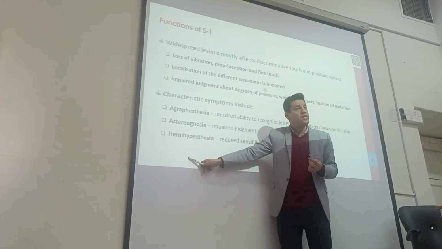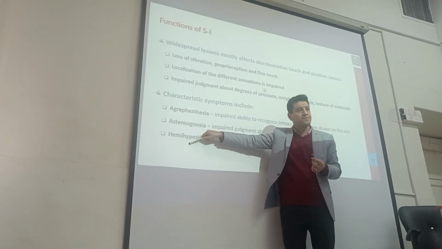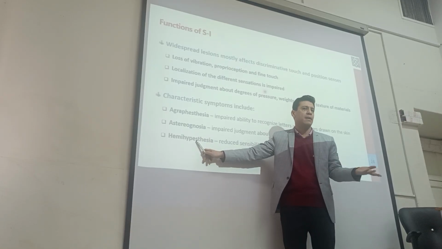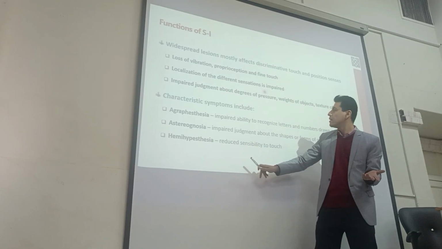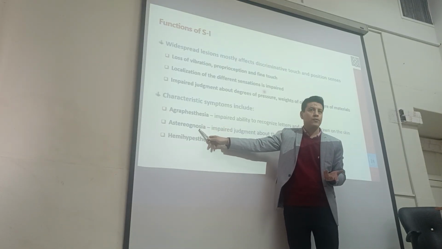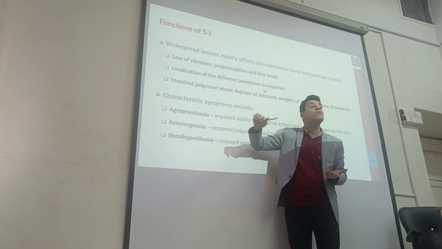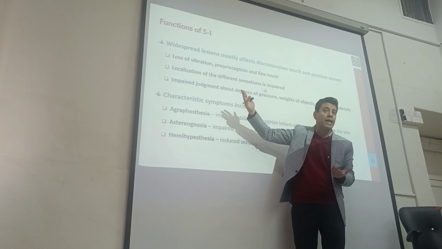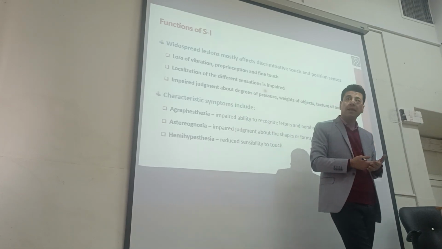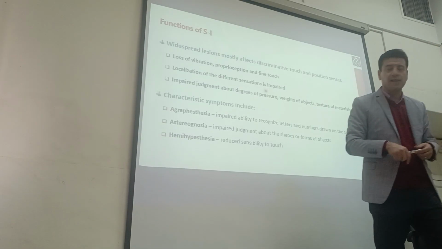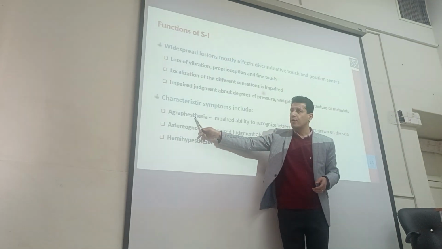So from these features, this one is related to basic elements, right? But this one, inability to recognize letters, inability to recognize objects, is related to final processing that happens in Brodmann area 5 and 7. Why? This patient has a problem in somatosensory area 1, no problem in Brodmann area 5 and 7. Why does this patient have this astereognosis or agraphesthesia?